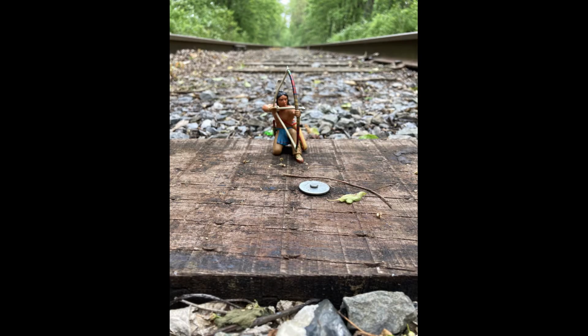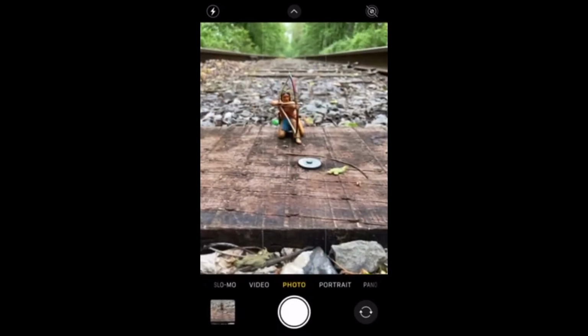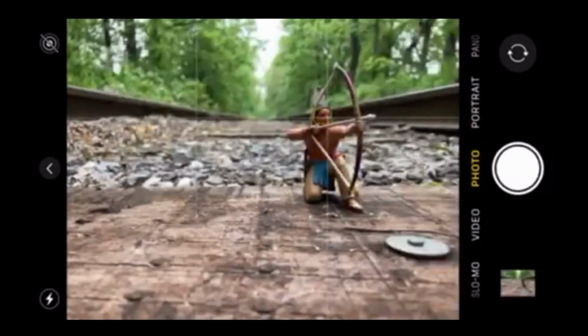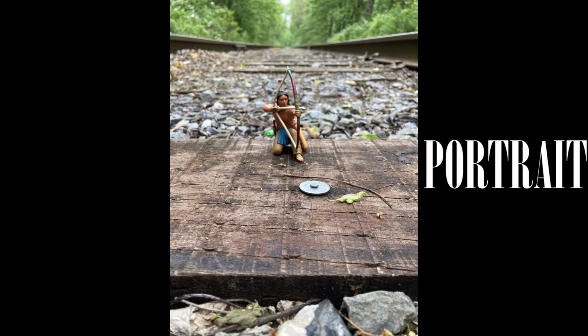Alright, so the next thing to talk about is that there are 2 orientations. This is what you call portrait, this way, and then this is landscape. So a portrait photo would be like this. A landscape photo would be like that. So landscape, portrait.